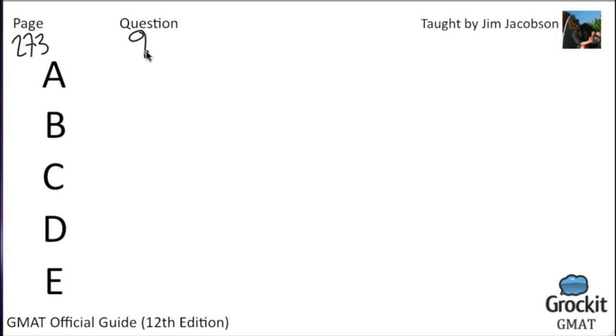$273, number 9. If Pat saved $600 of his earnings last month, how much did Pat earn last month? So we have the savings equals 600. We would need what fraction of his earnings his savings were. So $600 is X% of his earnings. That would be the sort of thing that we would want to see.